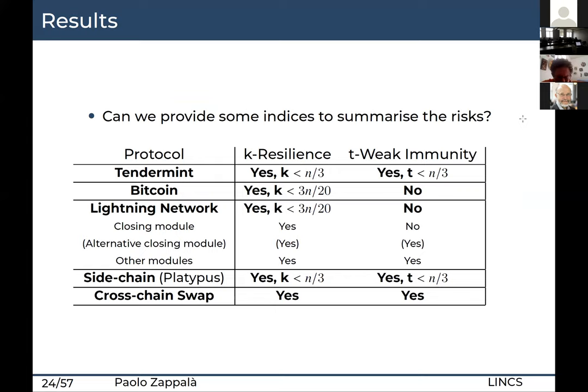If you don't have any questions, okay, I will start and we'll analyze one by one every single protocol. Okay, I'm kidding.